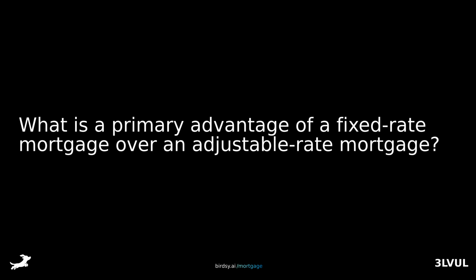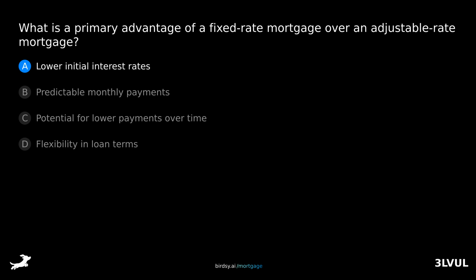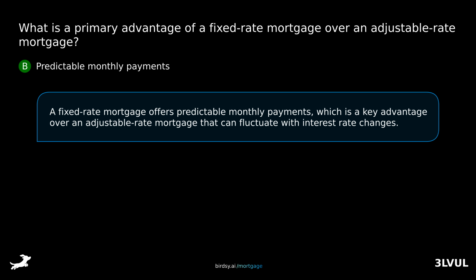What is a primary advantage of a fixed-rate mortgage over an adjustable-rate mortgage? Is it A. Lower initial interest rates, B. Predictable monthly payments, C. Potential for lower payments over time, or D. Flexibility in loan terms? The answer is B. Predictable monthly payments. A fixed-rate mortgage offers predictable monthly payments, which is a key advantage over an adjustable-rate mortgage that can fluctuate with interest rate changes.